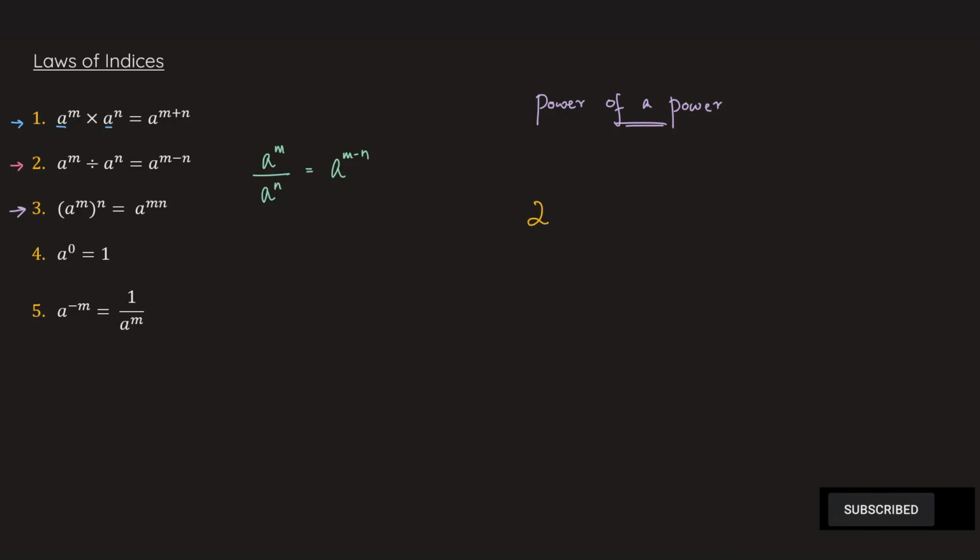Let's say 2 to the power 3, to the power 2. According to the third law, this should be 2 to the power 3 times 2, which is 2 to the power 6. Now let's verify if this is true. 2 to the power 3 is 8. So this is basically 8 to the power 2, which is 64. And what do we have on our right hand side? 2 to the power 6. And what is 2 to the power 6? That is 64 as well. So we have verified it with an example here.